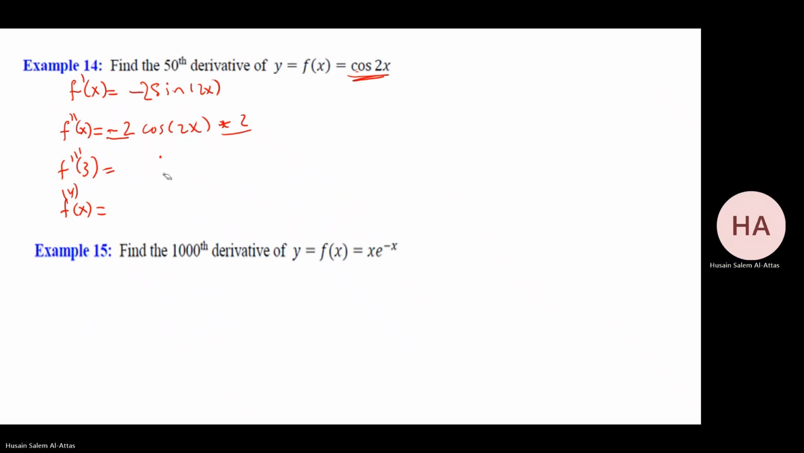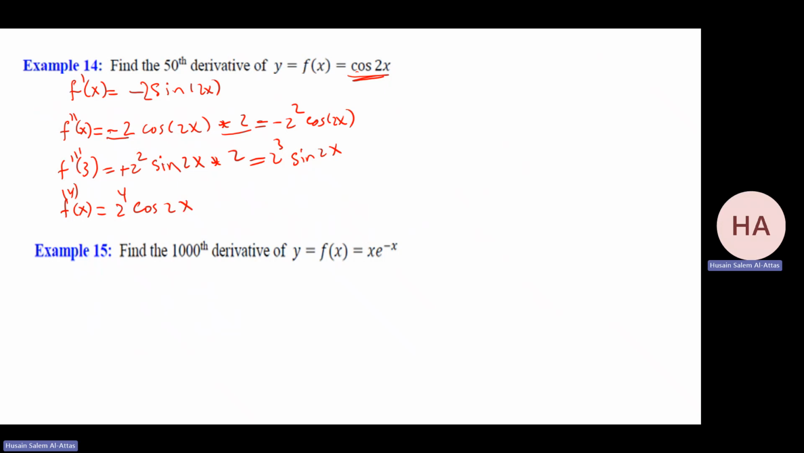Not 2 square. Wait a minute. This is, yeah, let me write it here. Minus 2 square cosine 2x. This one will be what? Minus 2 square plus, not minus, sine 2x times 2, which is 2 cubed sine 2x. This one will be 2 to the power 4 cosine 2x. I think it's very clear.